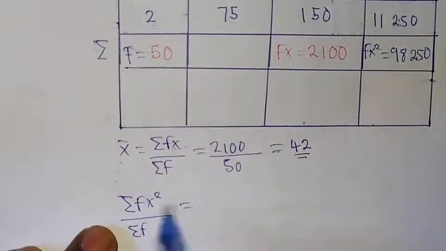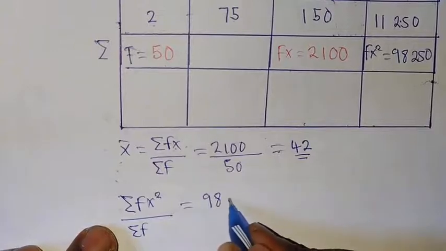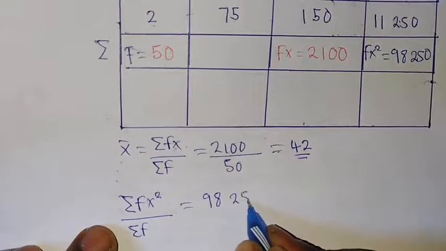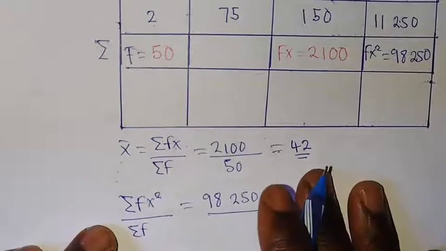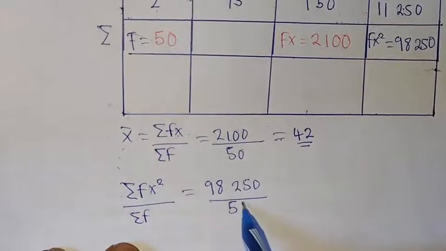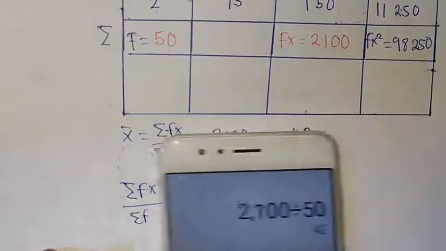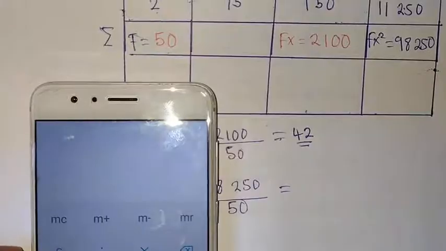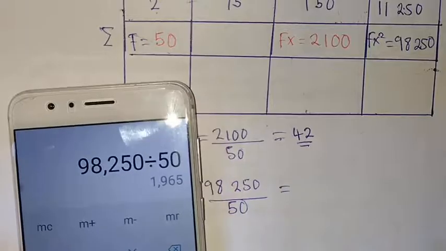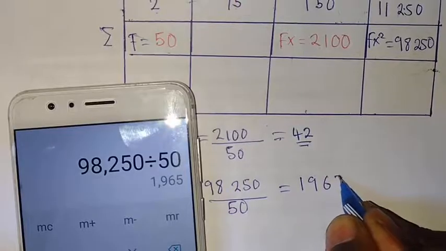Summation of fx squared is this value right here, which is 98,250 over summation of f, which is this 50 right here. So we just need to divide. We just say 98,250 divided by 50. So this is what you get, 1965.